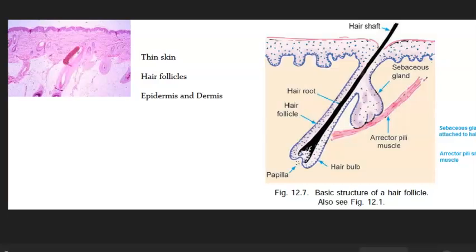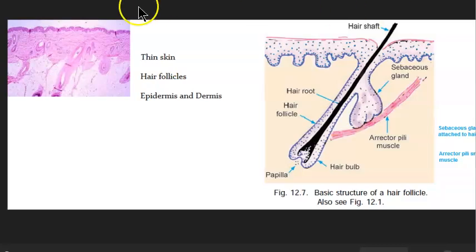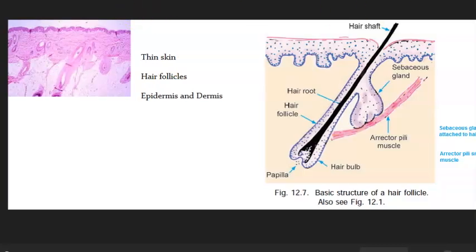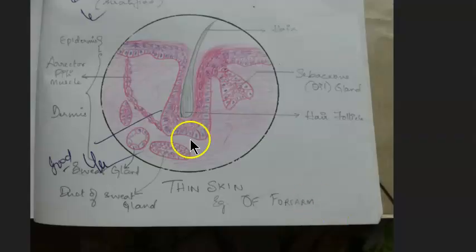Okay, so here you can see in thin skin you have hair. Here also you can see some hair follicles. So this is thin skin. And what will you draw? You will draw this hair follicle, remember. And for this hair follicle, you have one erector pili muscle attached. You have a sebaceous gland attached, which will produce all the oil. And then you should have some sweat gland also, right? Same thing we are repeating.